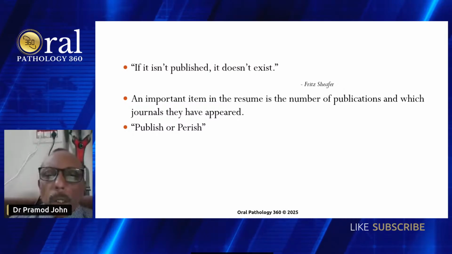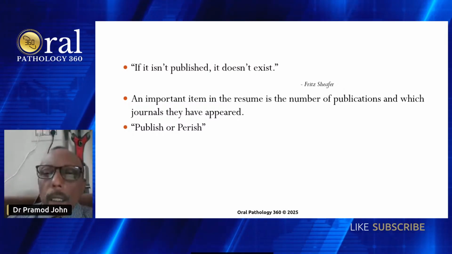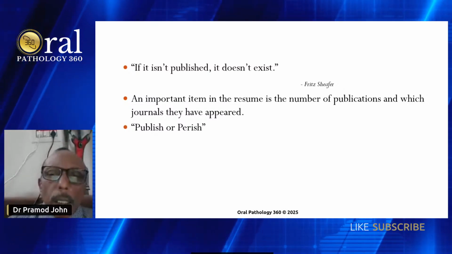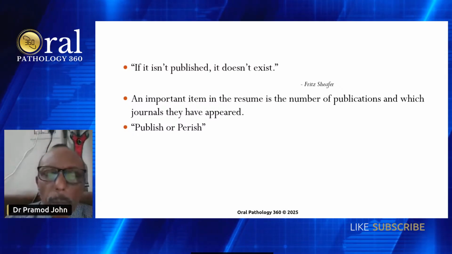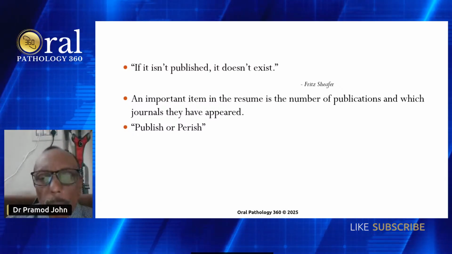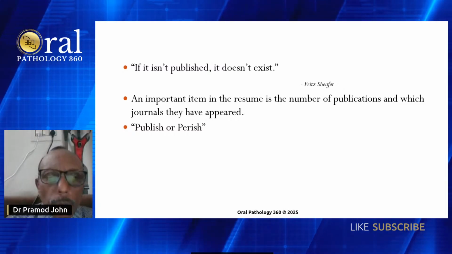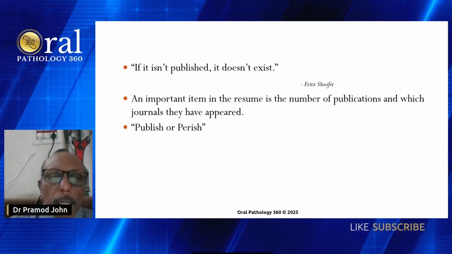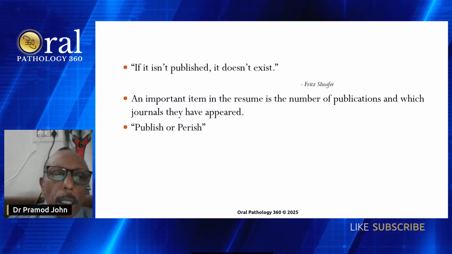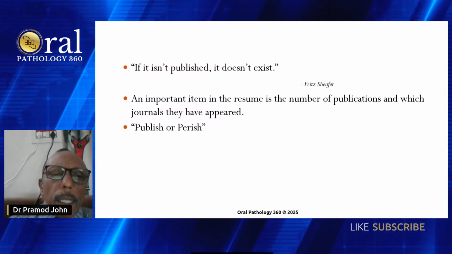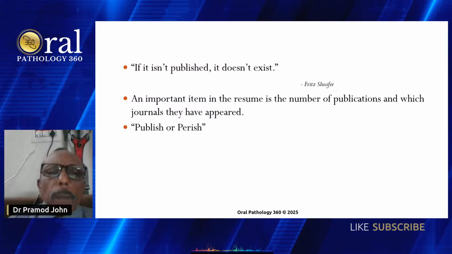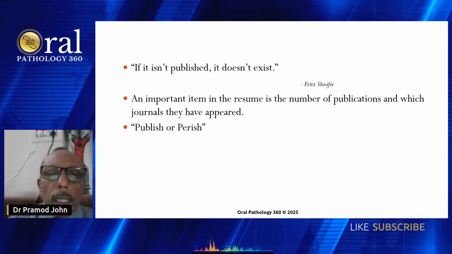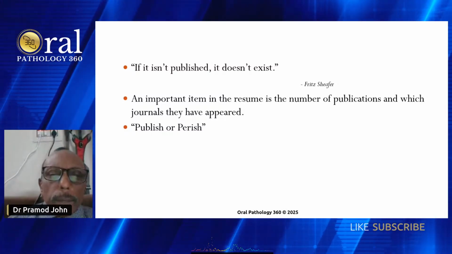An important item in the resume nowadays is the number of publications and which journals they have appeared in. Nowadays you hear that your papers should ideally be published in a Scopus indexed publication, and preferably a Q1 publication, Q1 or Q2 or Q3 or Q4. There is also a saying, publish or perish. But in present day parlance, it has been changed. It is often said, publish and flourish, because many people make a lot of money publishing articles. They take money and publish. That is the saddest part of scientific writing.